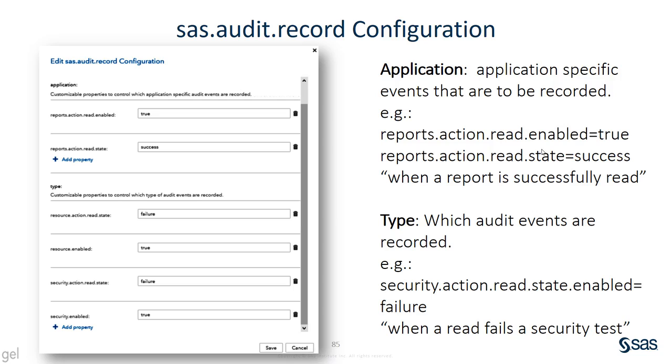Down at the bottom, you have a type. And this is more of a generic event that you're interested in. For example, as you see here, and maybe you can make it out in your PDF, the 2 that are defined are resources and security. So resource deals with objects. Did I do something to a report? Security deals with, obviously, security-related events. Did I try to log in and I couldn't log in? So those things are captured by default.